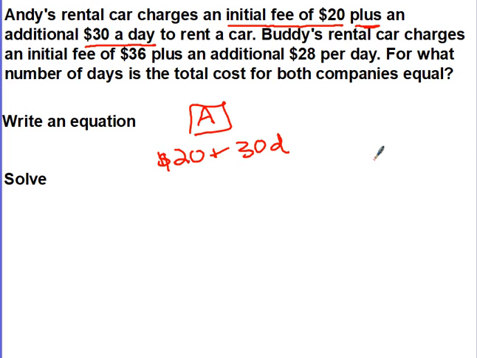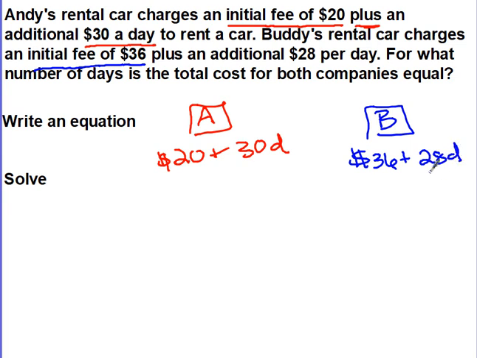So there's Andy's. Buddy charges an initial fee of $36. Let me write it in blue just so we can color code here. So initial fee of $36 plus an additional $28 per day. So this is $28 per day. Okay. What we want to know is what number of days is the total cost for both companies equal.